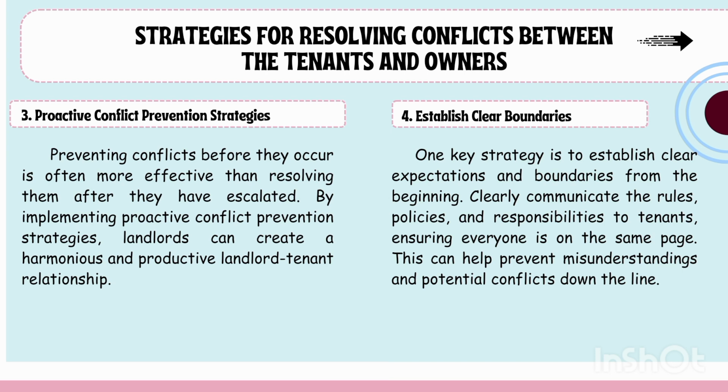Fourth is establish clear boundaries. One key strategy is to establish clear expectations and boundaries from the beginning. Clearly communicate the rules, policies, and responsibilities to tenants, ensuring everyone is on the same page. This can help prevent misunderstandings and potential conflicts down the line. By clearly outlining rules, policies, and responsibilities to tenants right from the start, landlords can ensure that everyone understands what is expected of them. This transparent communication helps to prevent misunderstandings and disagreements in the future, ultimately fostering a more positive and cooperative relationship between landlord and tenants.